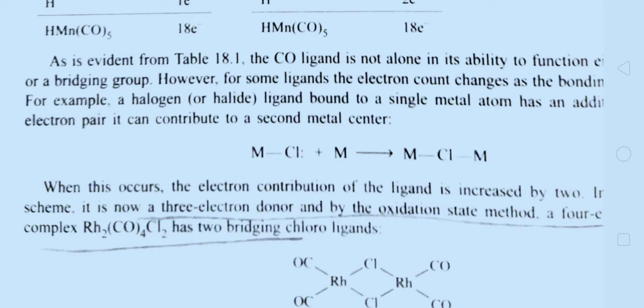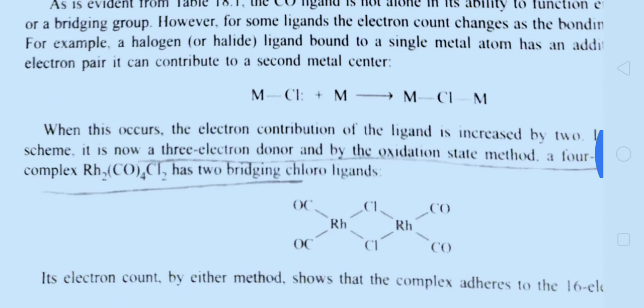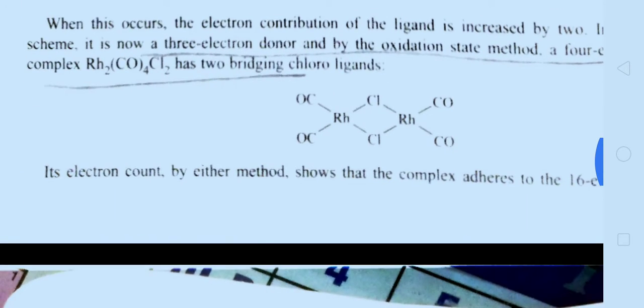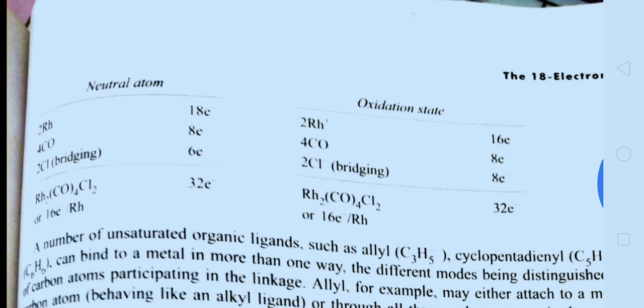Here is an example of a 3 electron donor by the oxidation state scheme. In the case of Rh2(CO)4Cl2, there are 2 bridging chloro ligands present. The ligand can act as a 3 electron donor, and by the oxidation state method as a 4 electron donor. In both of these methods, the total number of electrons is 60.